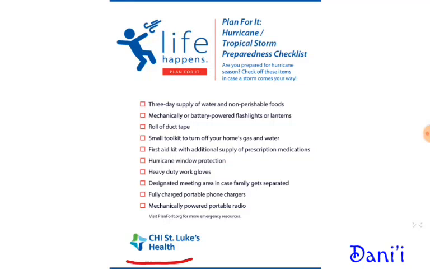And it shows all that you might need: 3-day supply of water and non-perishable foods, preferably canned items, mechanically or battery-powered flashlights or lanterns, roll of duct tape, small toolkit to turn off your home's gas and water, first aid kit with additional supply of prescription medications, hurricane window protection, heavy-duty work gloves, designated meeting area in case family gets separated, fully charged portable phone chargers, mechanically powered portable radio.